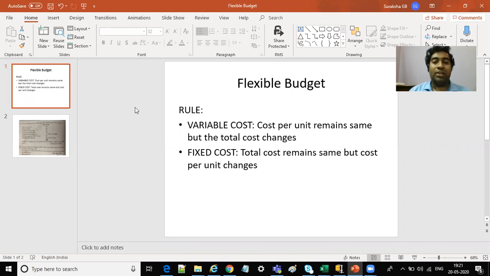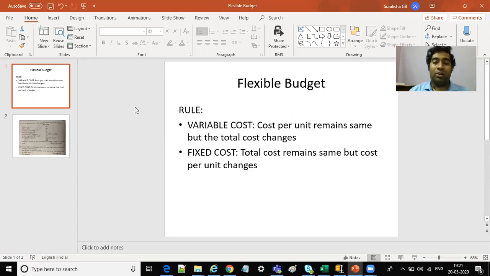And the second rule is about the fixed cost. Total cost remains the same, but cost per unit changes. These are the two golden rules of solving the problems on flexible budget. If you are able to clearly understand these two rules, then it is very easy for you to solve the problems. So I'll repeat the rules again.